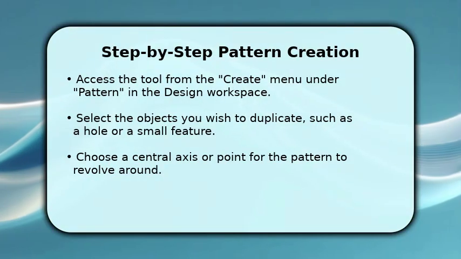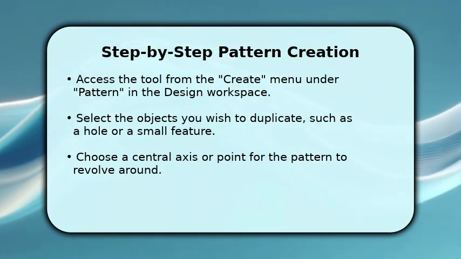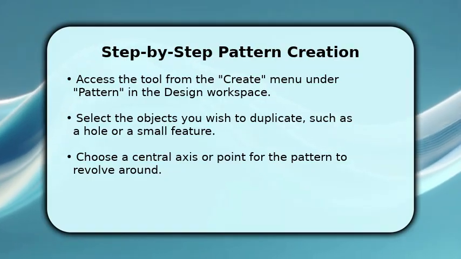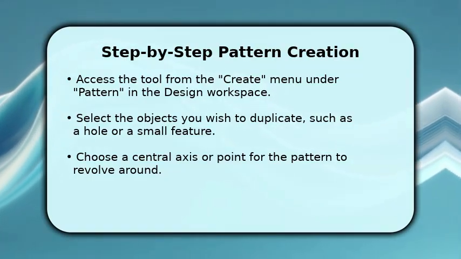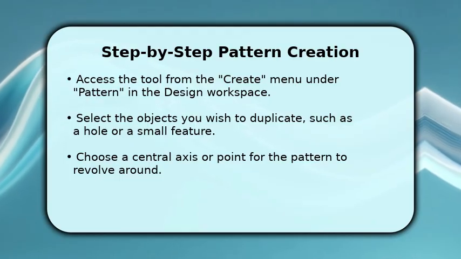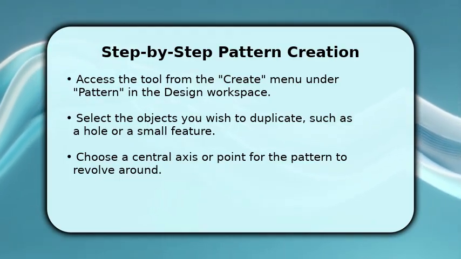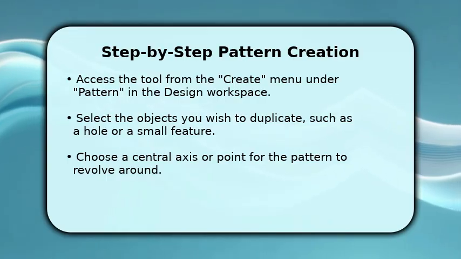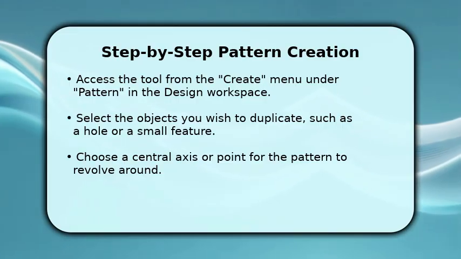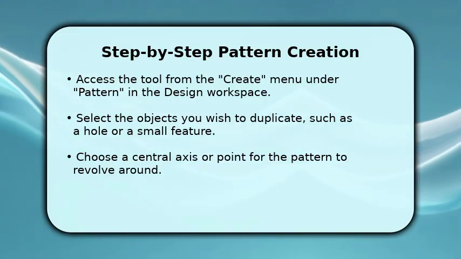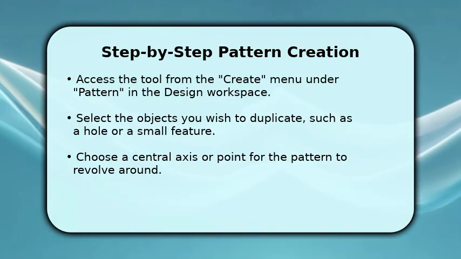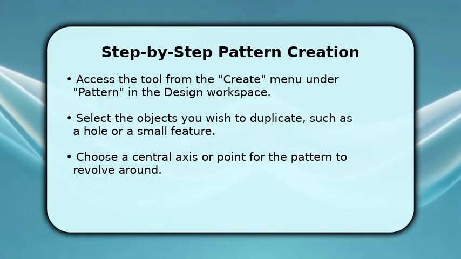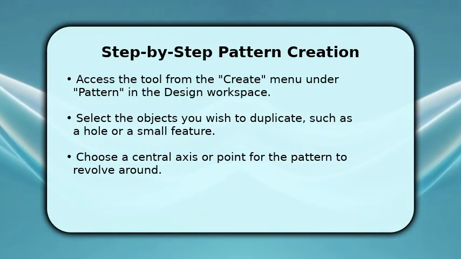To create a circular pattern, first navigate to the Create menu, then Pattern, and select Circular Pattern. Next, you will select the specific objects you want to duplicate. This could be a sketch element, a three-dimensional feature like a hole, or an entire body. After selecting your objects, define the central axis or point around which the pattern will revolve. Finally, input the desired quantity of instances, remembering that this number includes your original selection.